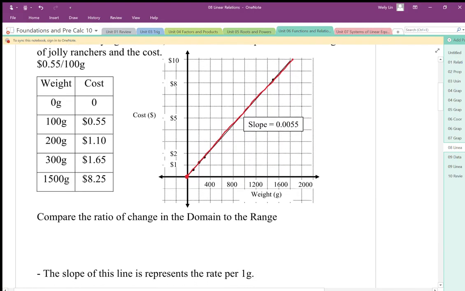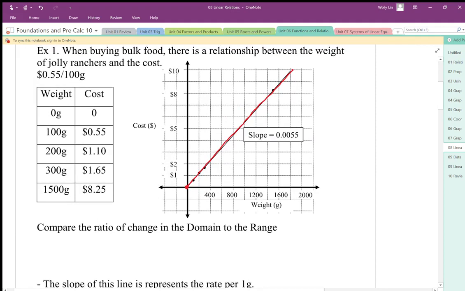So let's compare the ratio of change to the domain and range. The ratio of change here is going to be seen here, and we're going to show the ratio of change on the outside. So we add 55 cents for 100 grams. It looks like the ratio of change is consistent. We add another 100 grams, we add another 55 cents. This is really important, to be able to see the changes on the outside here. We add another 100 grams, we add another 55 cents.